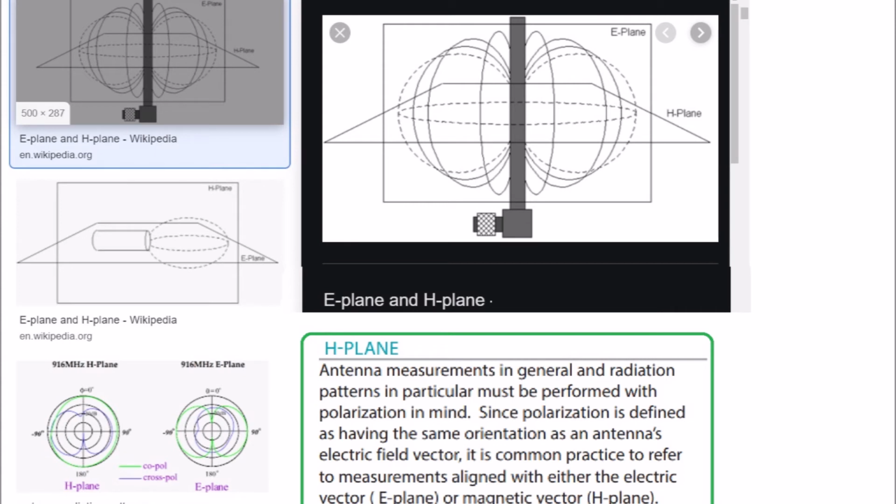H-plane: antenna measurements in general and radiation patterns in particular must be performed with polarization in mind. Since polarization is defined as having the same orientation as an antenna's electric field vector, it is common practice to refer to measurements aligned with either the electric vector, E-plane, or magnetic vector, H-plane.